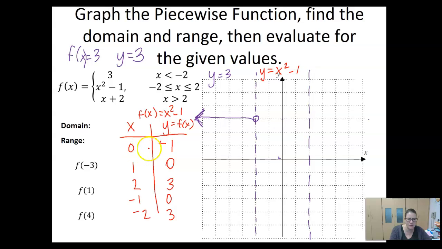So I'm going to go 0, negative 1, so that would be right there. 1, 0 is right there. 2, 3 is right here. Now I want that to be a closed circle here, even though ordinarily this function would continue and go up this way. Because I only want to graph it between the x values of negative 2 and 2, I'm going to end it right there. I'm going to stop, and because it says x is less than or equal to 2, I'm going to make that a filled in circle. Then negative 1, 0 would be here, and negative 2, 3 would be here.